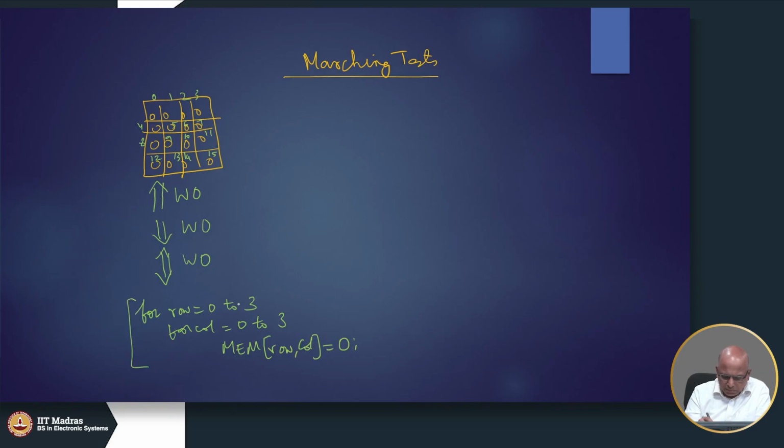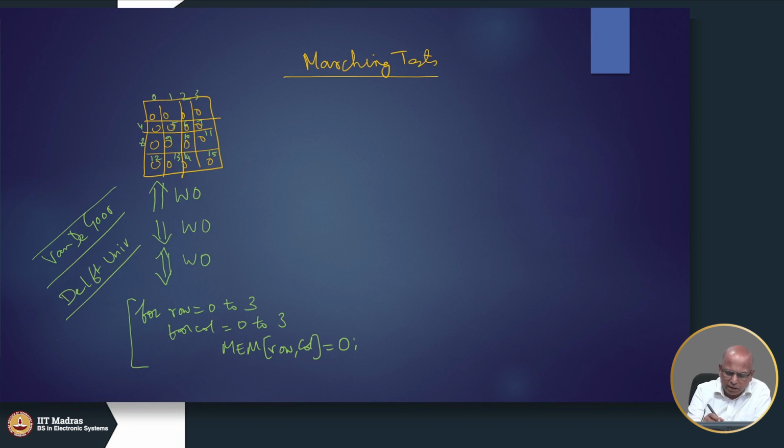But we don't want to keep writing such complex for loops, etc. So this is a shortcut notation. This was given by Professor Van de Goor. Van de Goor was a professor in the Netherlands, I think at Delft University. And he developed this notation so that it's easy to talk about them.